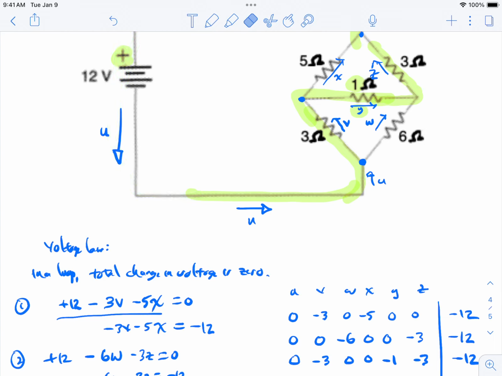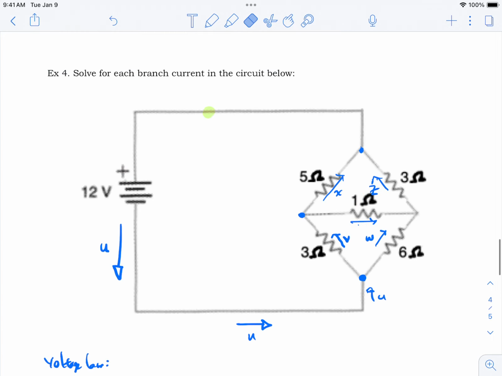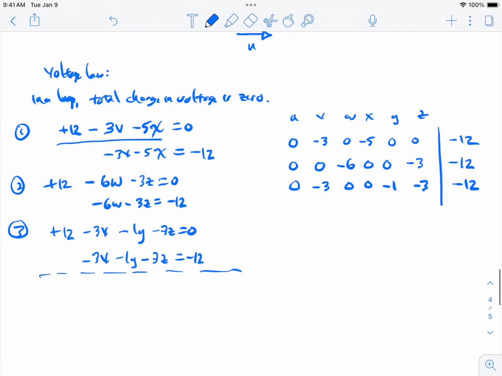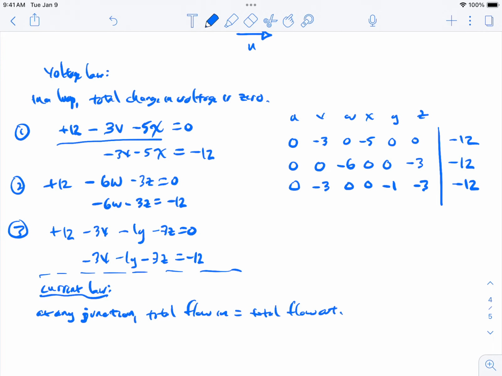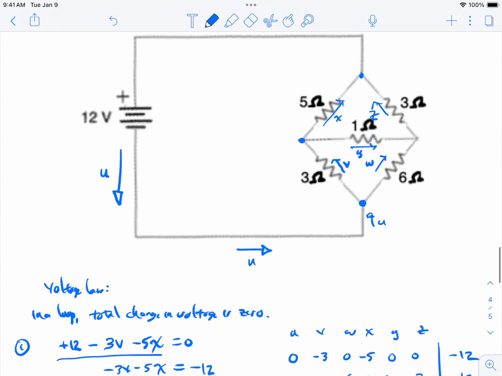How are we going to get 3 more equations? We can get 3 more equations by doing what's called the current law. Current law says at any junction, total flow in equals total flow out. Total flow in equals total flow out.